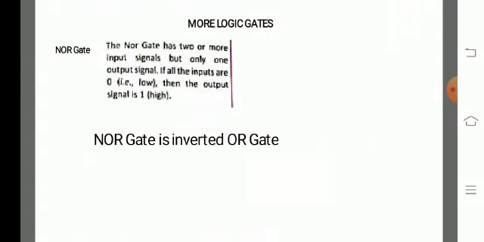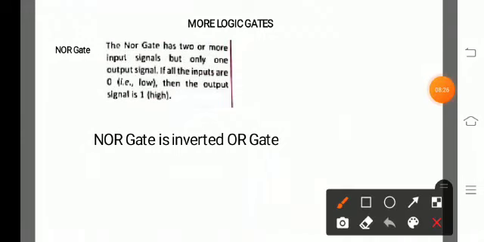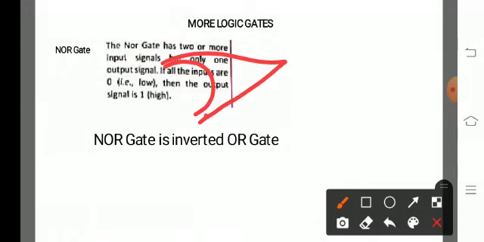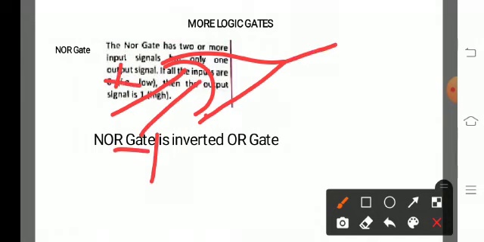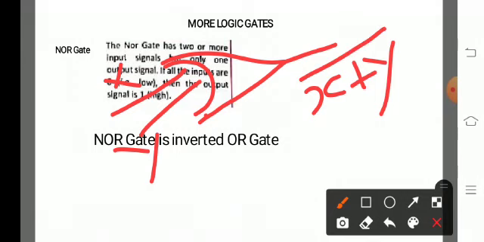Then not only the AND gate, we have a few other gates called the NOR gate. NOR gate is something called an inverted OR gate. Inverted means you will get the opposite result of the OR gate result. Suppose this is the OR gate. Suppose I give X, Y. What is the answer? OR means plus, X plus Y. When I put NOR, this NOR will give the opposite answer, that is bar.